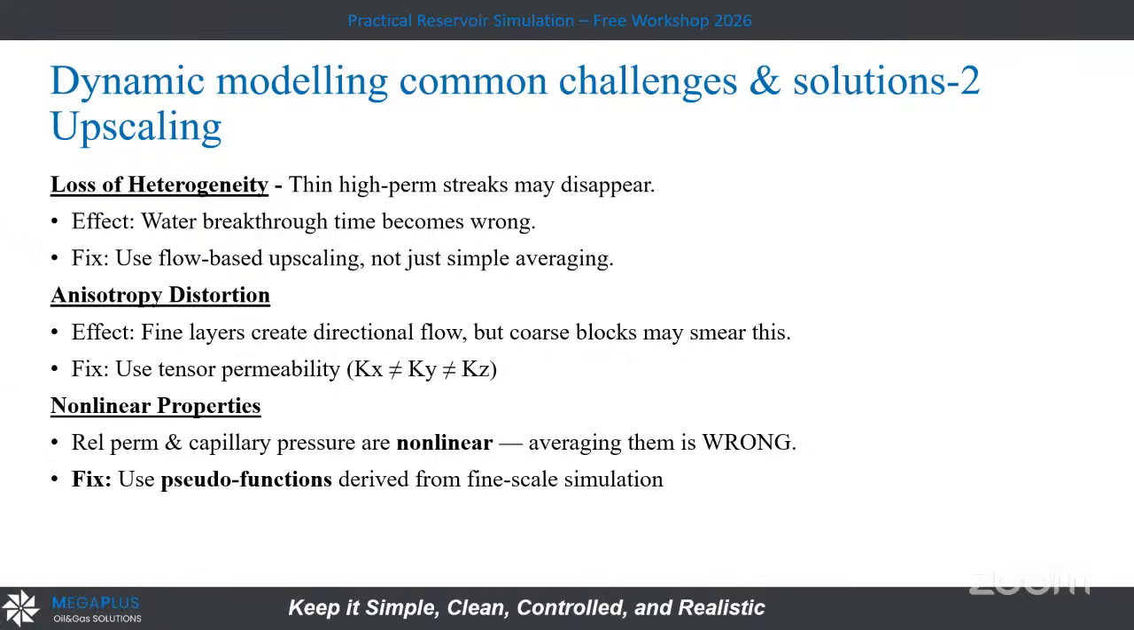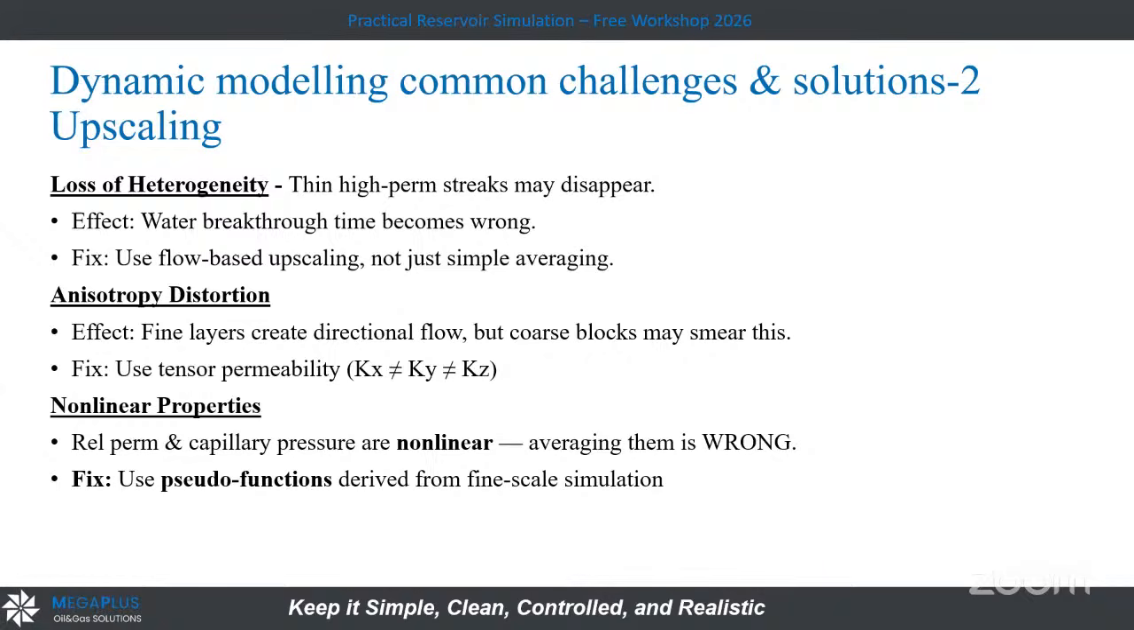Take care of the direction of the flow when you make the upscaling also, because you know that the layers must have directions. So when you make coarsening, you have to save this direction, not magnifying or coarsening the grids to lose the direction of the flow.